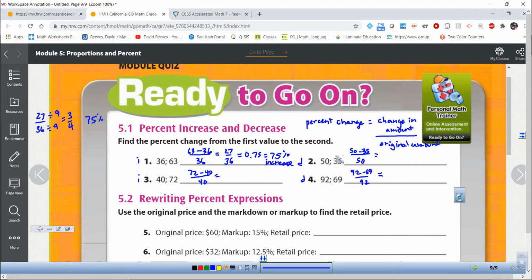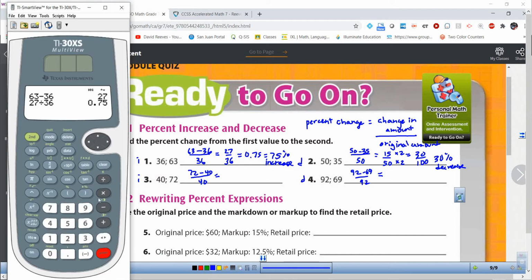All right. So the next one, 50 minus 35. So I'm feeling bad about not doing that other one mentally. So 50 minus 35 is 15 over 50, right? And here we know that 50 goes into 100 two times. So this one's going to be 30 out of 100, which is 30%. This was a 30% decrease, right? Okay, so that one I'm proud of myself I did mentally.